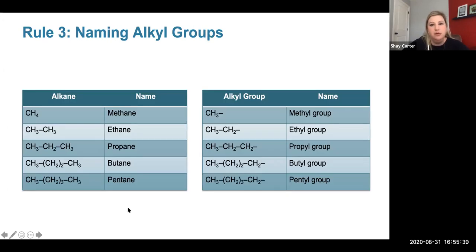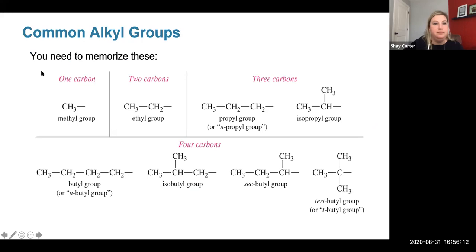So here are alkyl groups, okay? This is how they're named as an alkane. So we have methane, ethane, propane, butane, pentane. When they lose a hydrogen and are attached to a longer chain, we call this a methyl group, this an ethyl group, this a propyl group, and then here a 4-carbon chain is a butyl group, a 5-carbon chain is a pentyl group. Okay, so we take off the ane and add yl. So you need to memorize these. These are some common alkyl groups that we see.